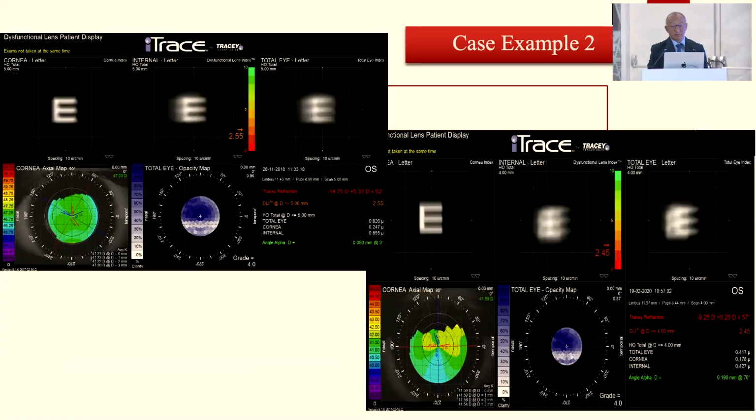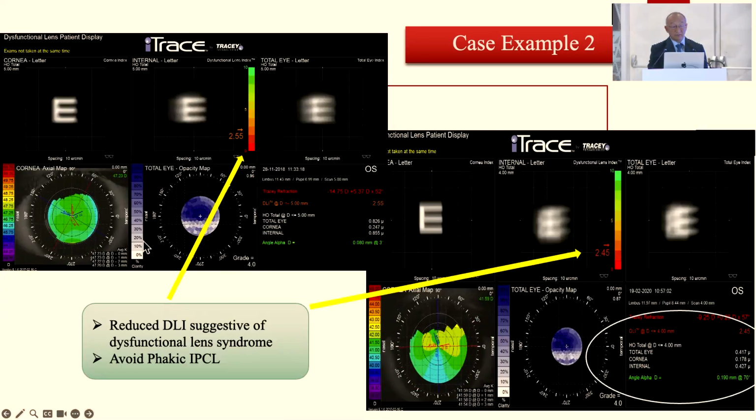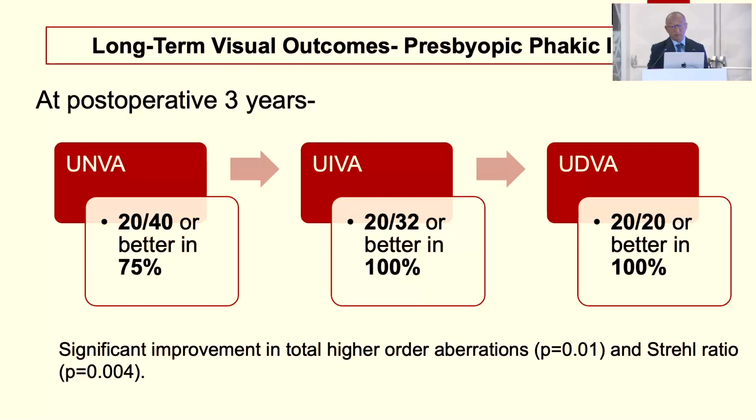This is a second patient where you can see the DLI is decreased. You can see 2.65. So this is not a suitable patient for a presbyopic IPCL, in fact, any intraocular surgery. This case may be suitable for a presbyopic cataract surgery, where you can use a presbyopic IOL as such.